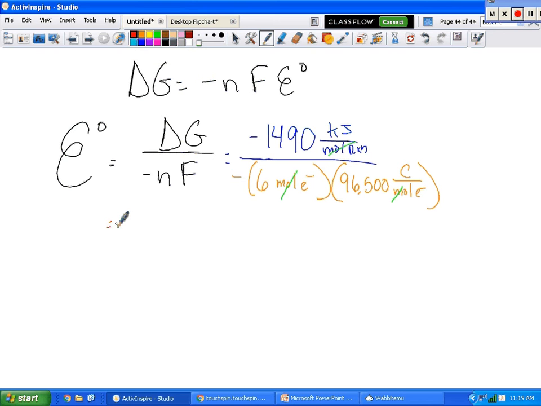First question: is it going to be positive or negative? Even if you didn't see the math, how do you know it has to be positive? G was negative. E has to be positive, regardless of the numbers. Okay. And remember, what is E? Cell potential. What is E? A volt, and a volt is a joule per coulomb. But we're actually going to get kilojoules per coulomb this time.